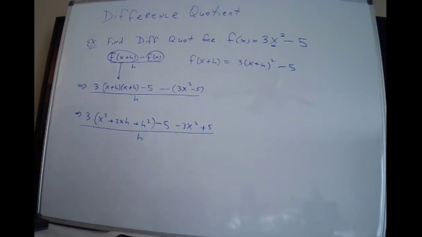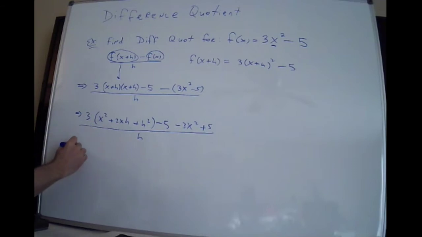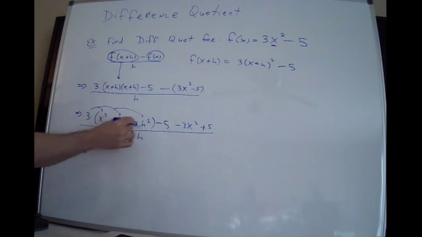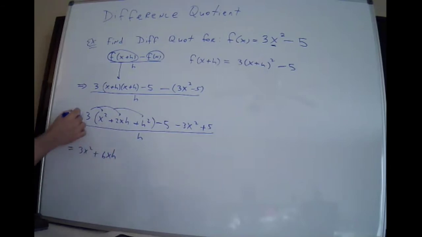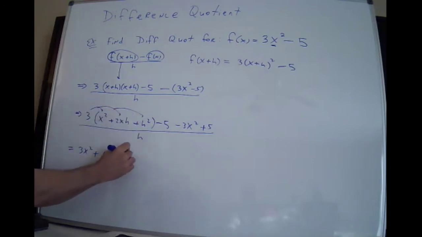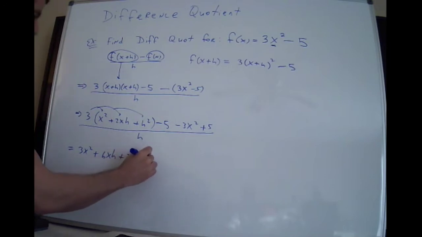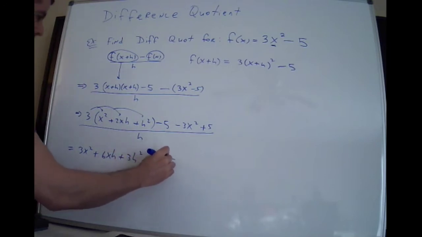Now, I'm debating if I'm going to run out of room down here. I might be able to get it. So let's see. I'm going to do 3x squared. Now I can distribute. Boom, boom, boom, right? 3x squared. Plus 3 times 2 is 6. xh goes along for the ride. 3h squared. And then I have minus 3x squared. And I have plus 5.